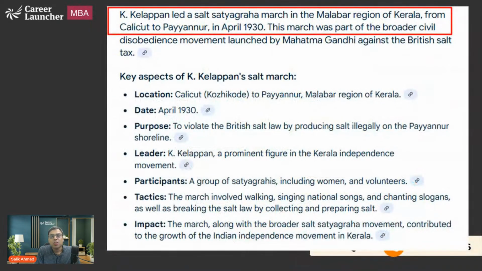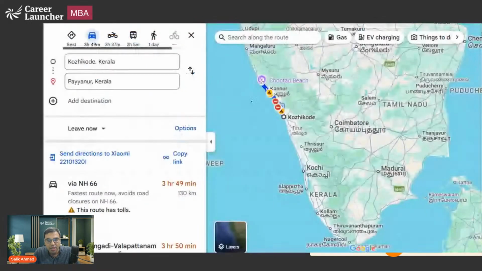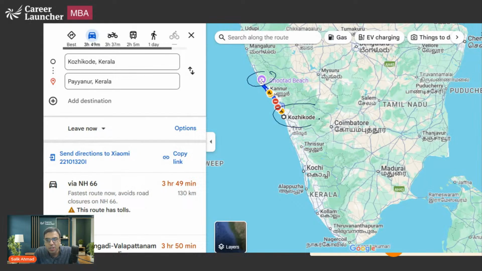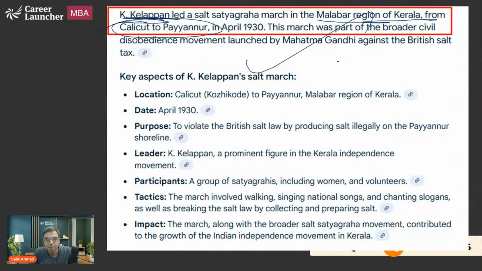Similarly, K. Kelappan also did this in Kerala, in the Malabar region. He also supported Gandhiji. He walked from Calicut to Payyanur. This is Kozhikode, which was earlier called Calicut, and this is Payyanur. He walked from here to here. That is what you should know about Calicut to Payyanur.